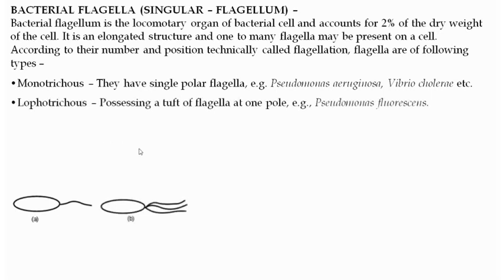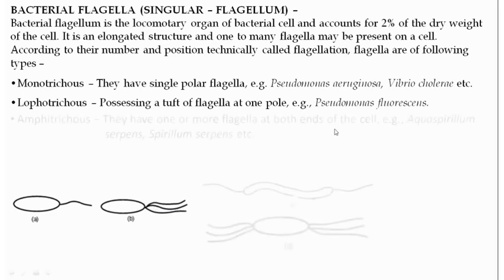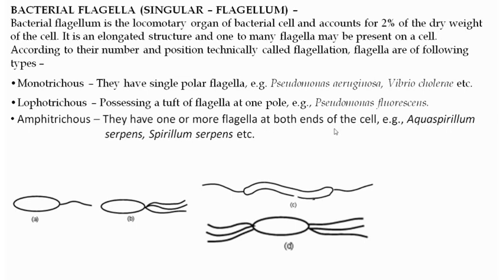Lophotrichous is when a tuft of flagella, a group of flagella, is present on a single pole, like in Pseudomonas fluorescens. And it is called amphitrichous, as the name suggests. Amphi means both, when the flagellum is present on both the polar ends. It may be single or in tufts. In both cases, it is called amphitrichous. The example is Aquaspirillum serpens.